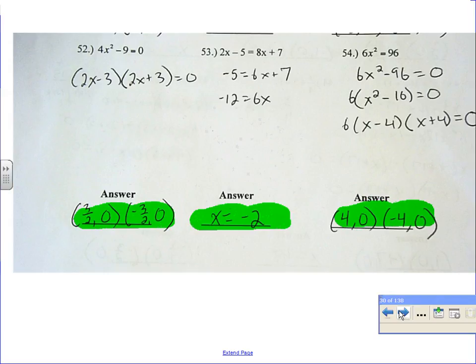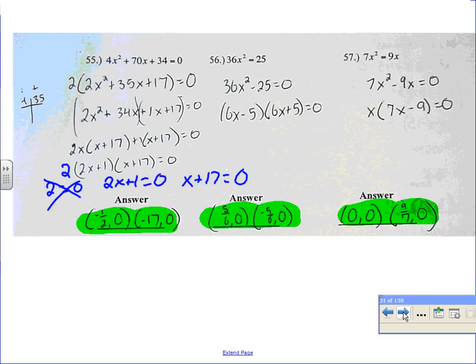Gigi, 55? We're going to be, yeah. You want to do it? Tell us what you got. 55 should be -1/2, comma 0, -17, 0. 56 should be 5/6, 0, and -5/6, 0. Number 57 should be 0, 0, and 9/7, comma 0.